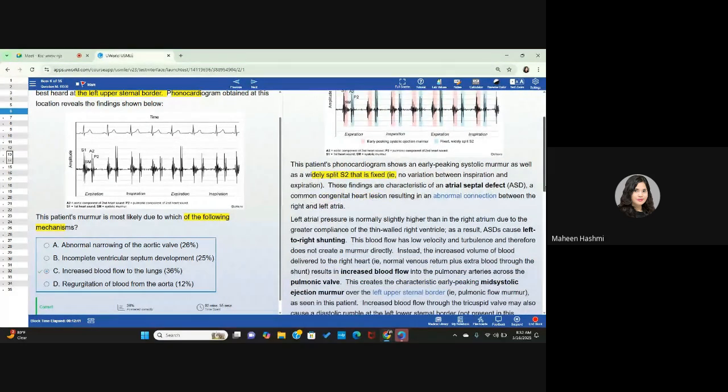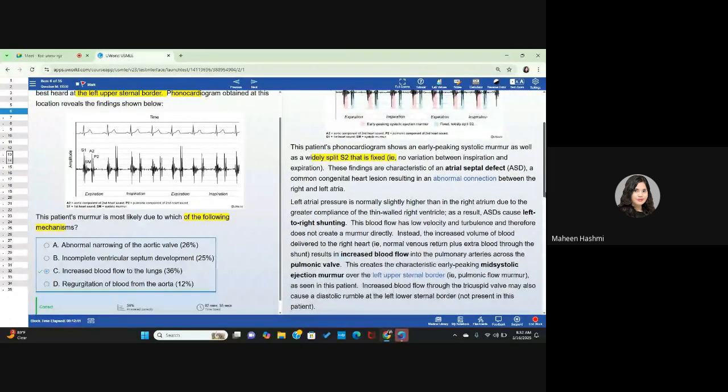You should also know, where do you hear a very large or very harsh murmur? If the defect is small or big? Small defect. Very good. So the smaller the defect is, the harsher and more audible the murmur will be. And when there's ASD, it will cause left to right shunting, and this blood will have low velocity and turbulence, and that is why it does not create a murmur directly.